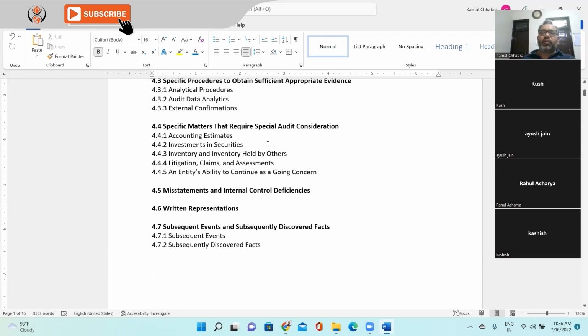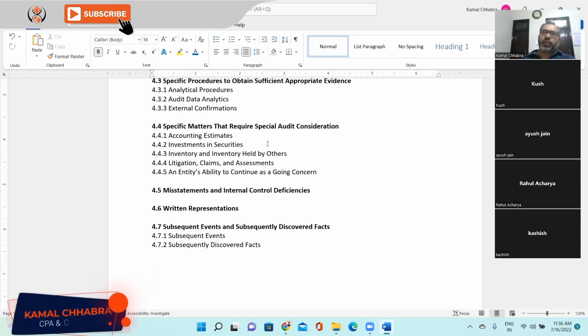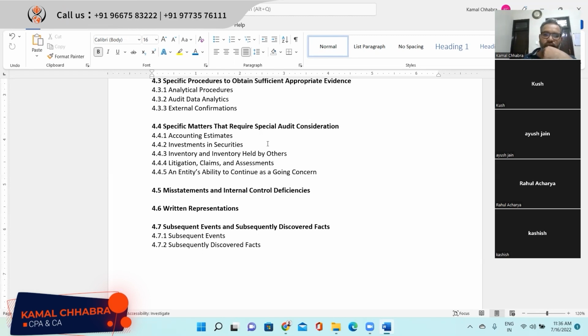Last thing is subsequent event and subsequently discovered fact. Have you heard about this terminology before? Subsequent event and subsequently discovered fact. Yeah, so after the closure of financial statements, but before signing, there are certain events which take place, which are, I would say, significant to the financial year.